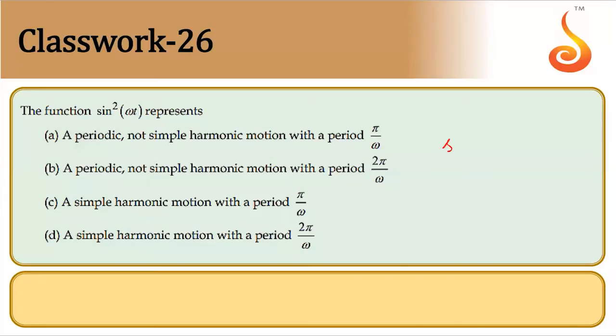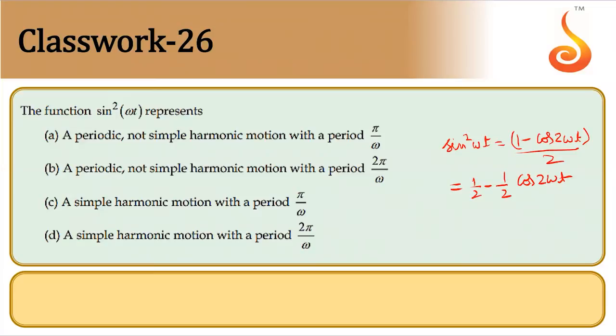See, sin square omega t can be written as (1 minus cos 2 omega t) divided by 2. So this will be half minus half cos 2 omega t. Clearly, it is a simple harmonic motion.